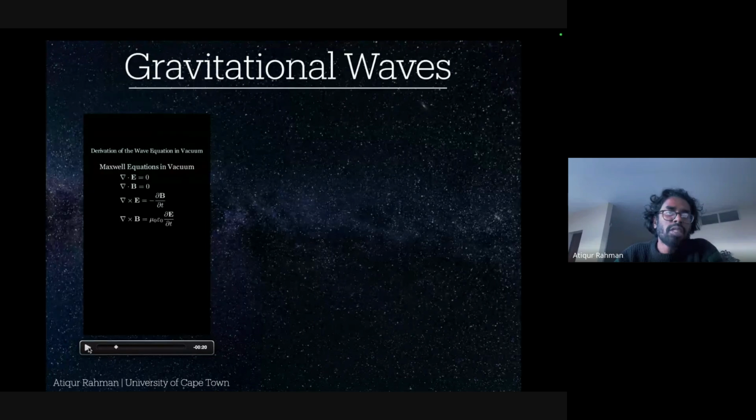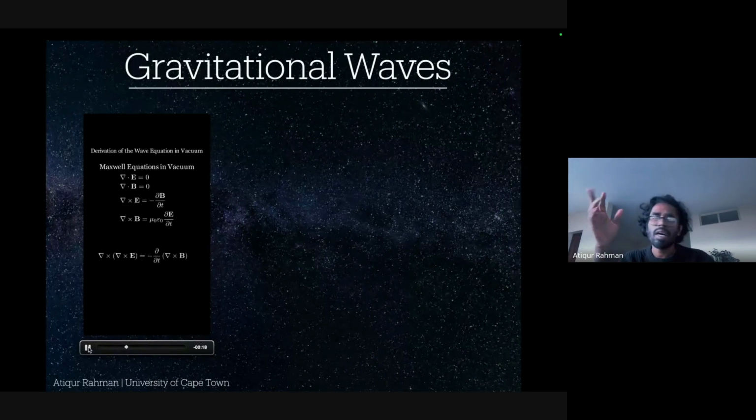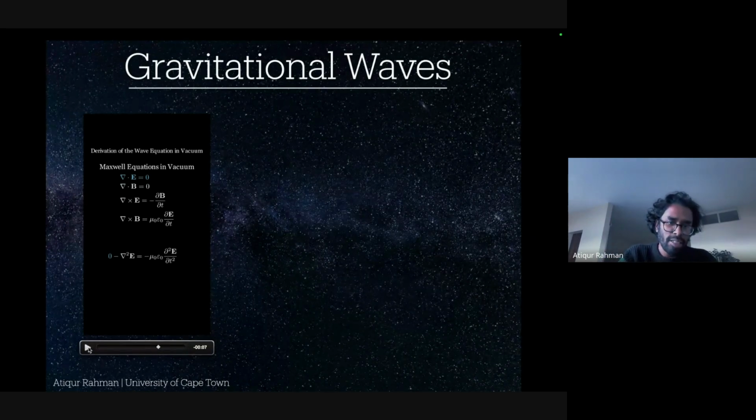Anyway, so these are the four Maxwell's equations, and if we try to use the third and fourth equation together and use the first two into these two, we will get a wave equation like this one. Del square E equal to minus mu naught epsilon naught, second derivative of E with respect to time.